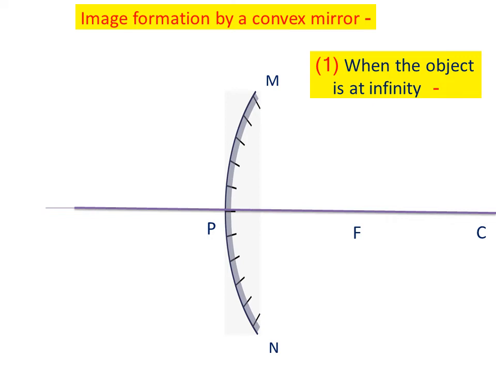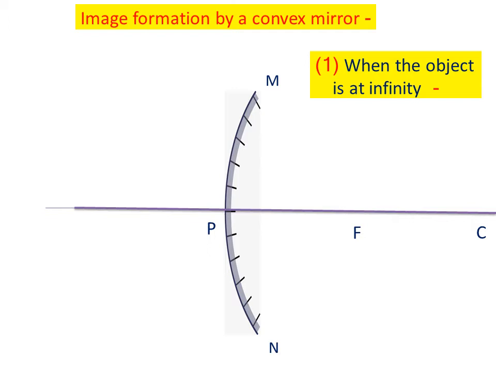Image formation by convex mirror. Now we are taking a convex mirror here. MN is our convex mirror, P is the pole, F is the principal focus, and C is the center of curvature. First of all, we know that the intersection of at least two reflected rays gives the position of the image. We know it.